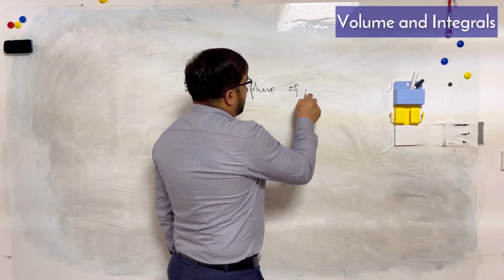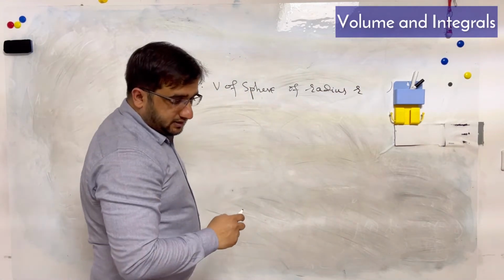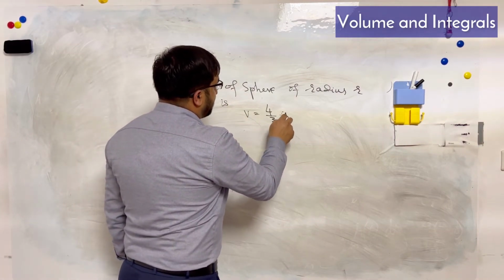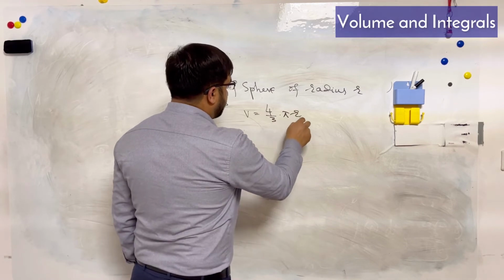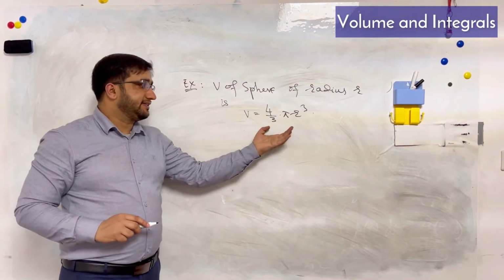Show that the volume of a sphere of radius r is V equals 4/3 pi r cubed. So we have to prove that the volume of a sphere whose radius is r is this.